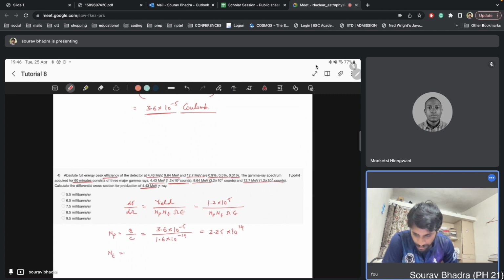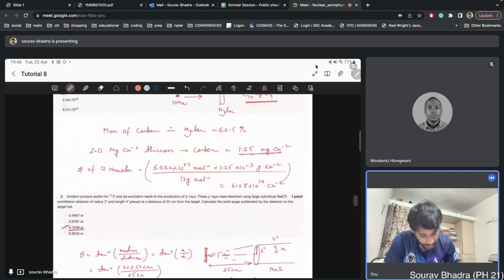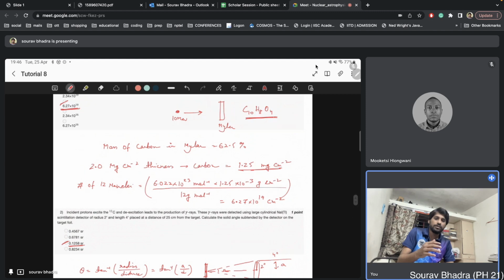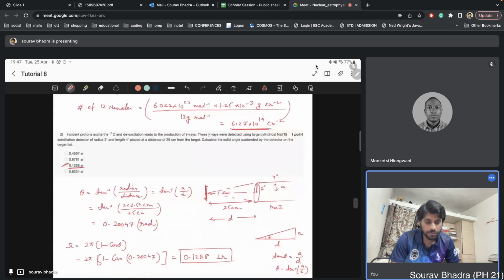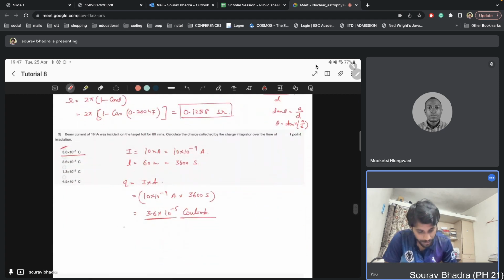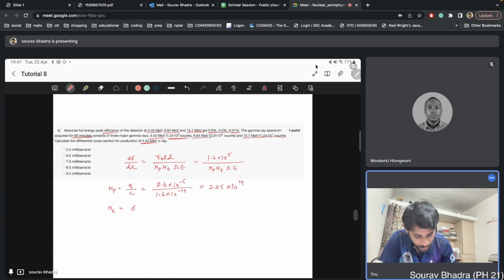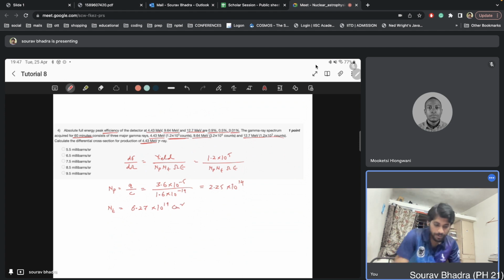Nt is also, oh, so this first one, I mean 1, 2, 3 are continuation problems which are required for the 4. So Nt, the number of 12C nuclei in the target foil, we have also calculated as 6.27 10 to the power 19 per centimeter square. So you can see we are taking those values which we have done in the first three problems. It is a continuous problem. That Mylar compound which has been used in the first question.